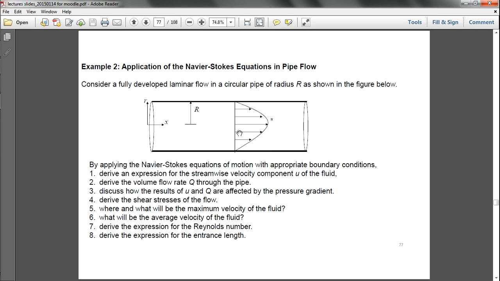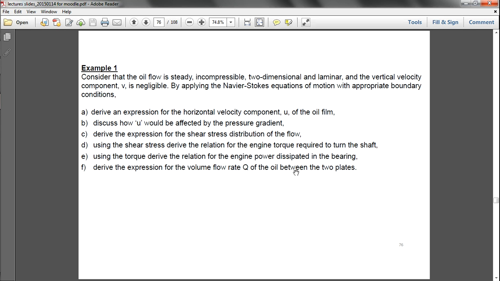I'll see you in the next video to talk about this part. This is the pipe flow we talked about just now. Next video I'll talk about it. So see you.